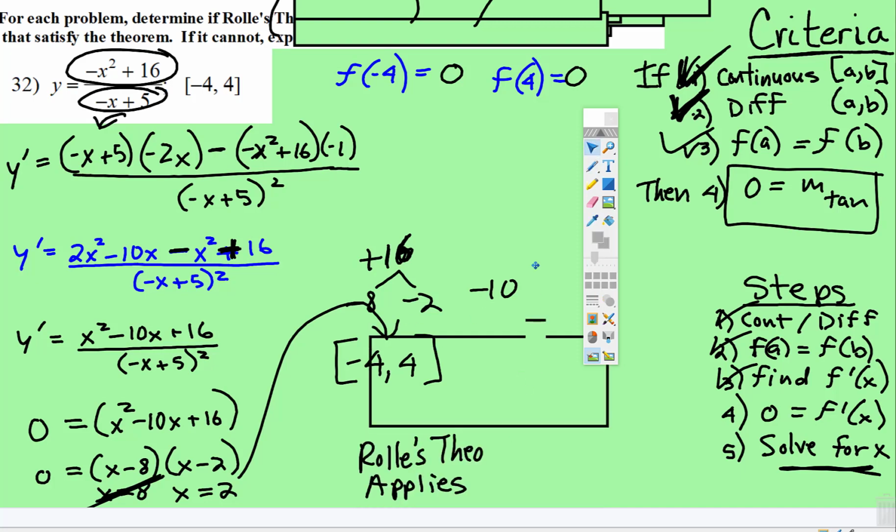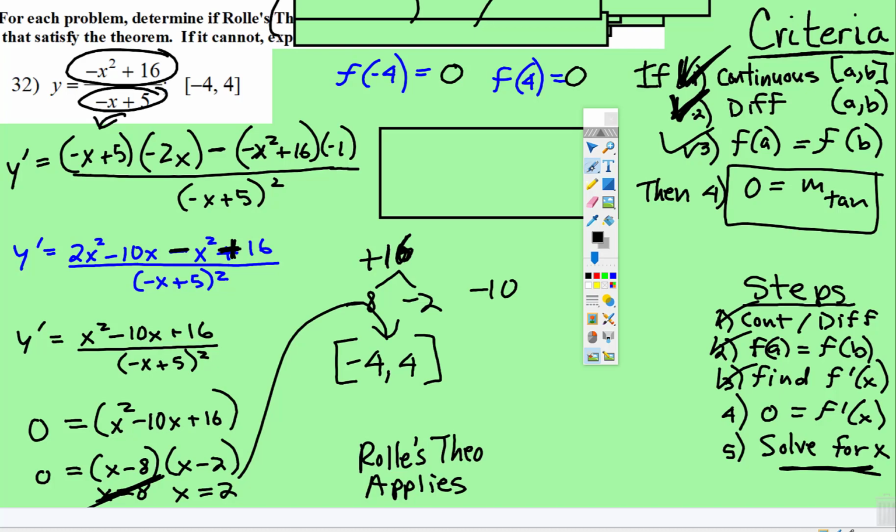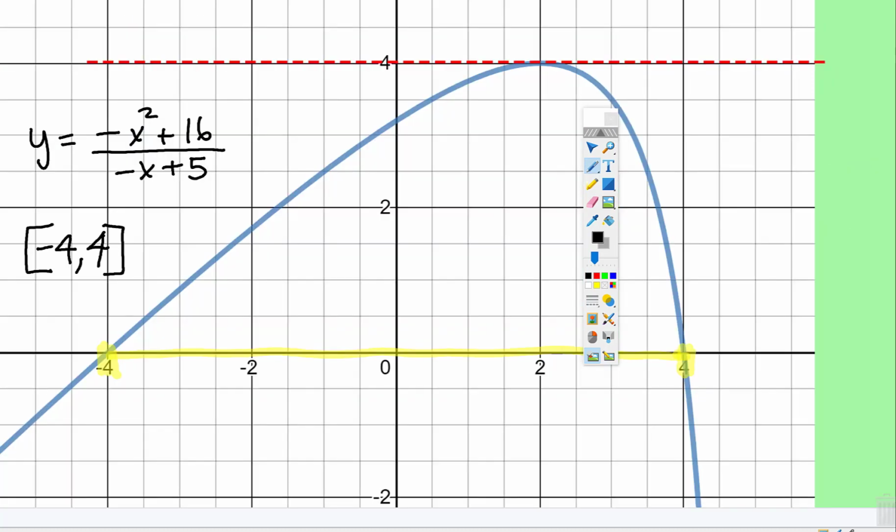So because of that, Rolle's theorem applies, and I'll show you graphically why that's true. So this blue graph right here, this is f of x, and I have it highlighted between -4 and 4. So I did a kind of a close-up shot. Oh, I wish I would have moved that ahead of time.